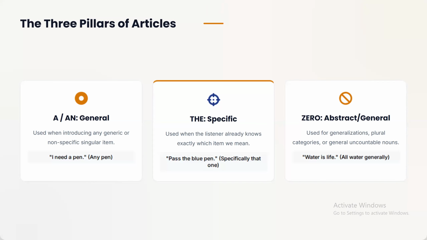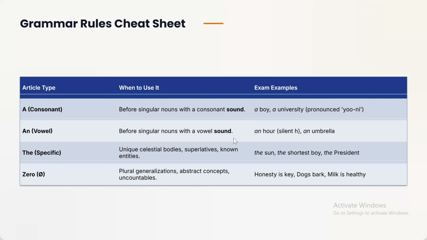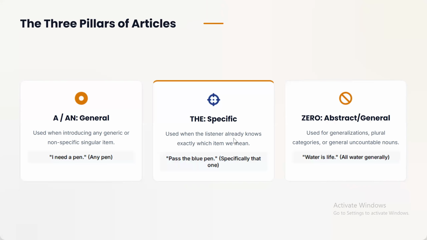It's used when the listener already knows exactly which item we mean. For example, pass the blue pen, specifically that one. Yes, pass the blue pen. You understand that the listener knows the kind of pen that you're passing. So that's it. Let's move on to the zero article.